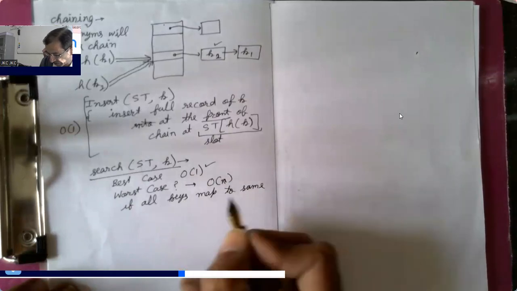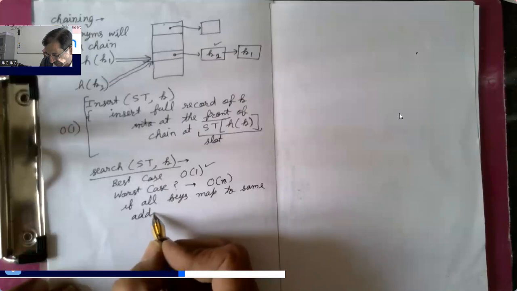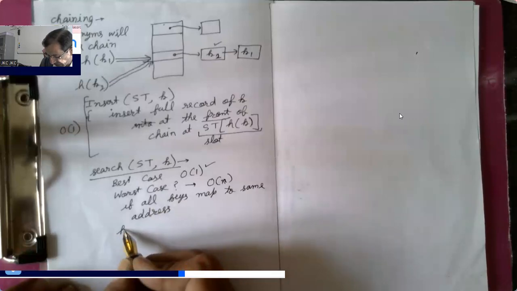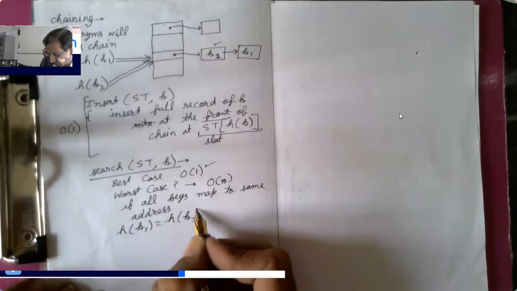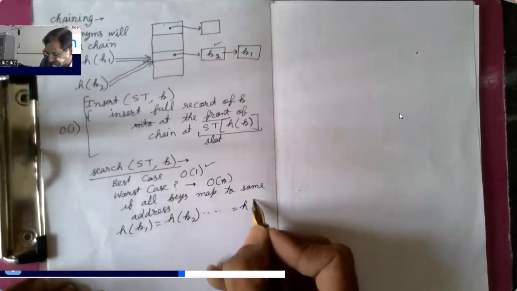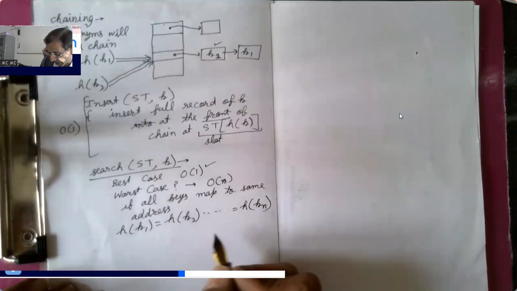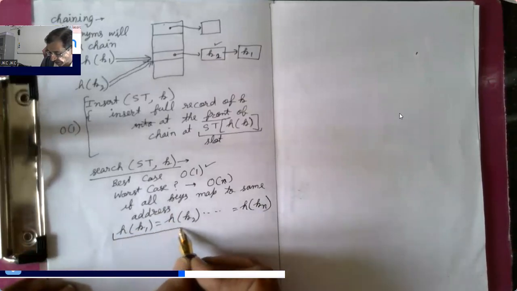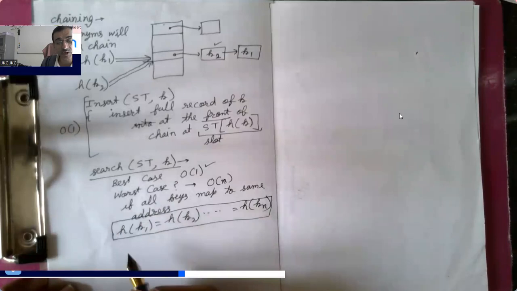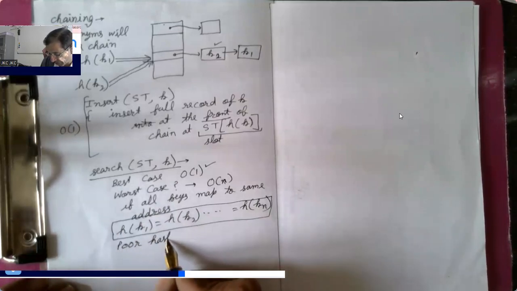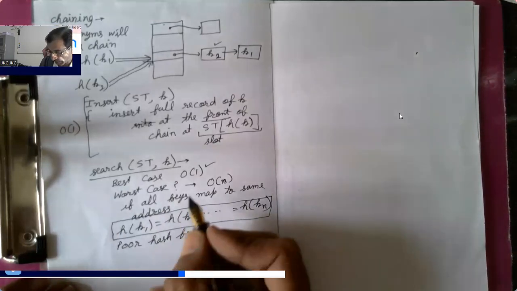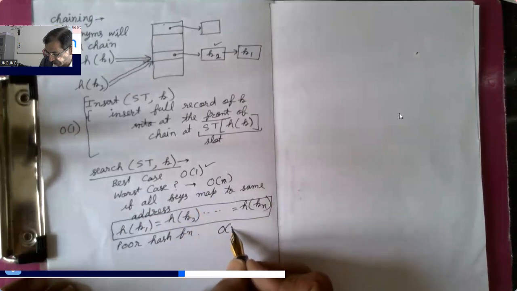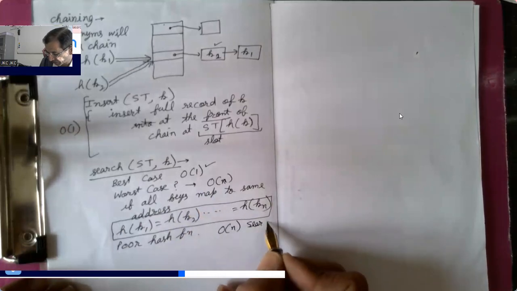That will mean the worst situation. What does that mean? Effectively it means H of K1 is also equal to H of K2 and all are equal to H of Kn. All n keys map to the same address. That will mean obviously it's a poor hash function and I will never prefer to have such. If I have a poor hash function, my performance is very poor, order of n searching time.